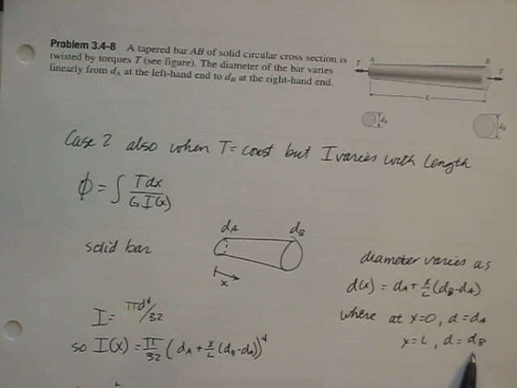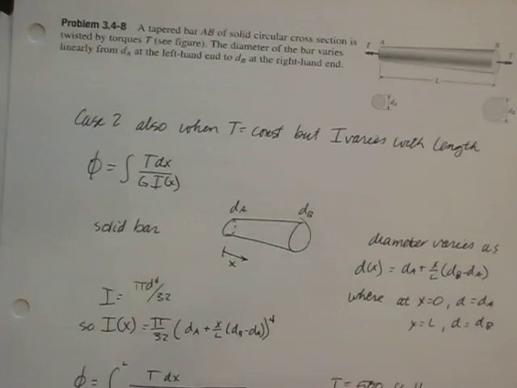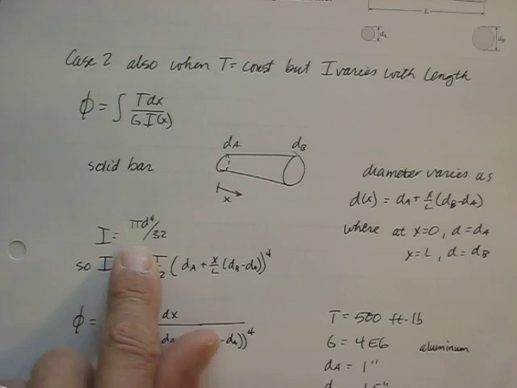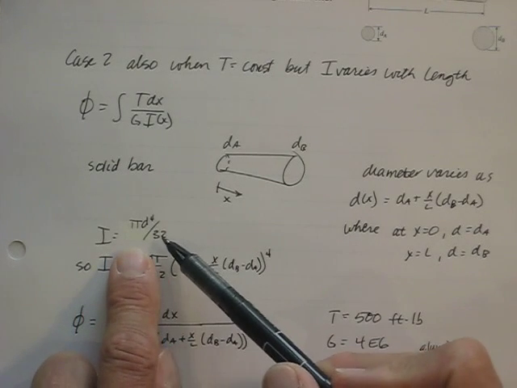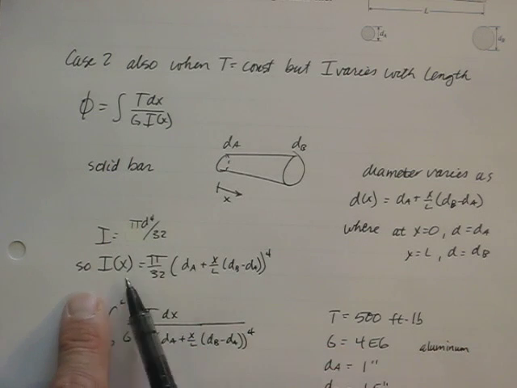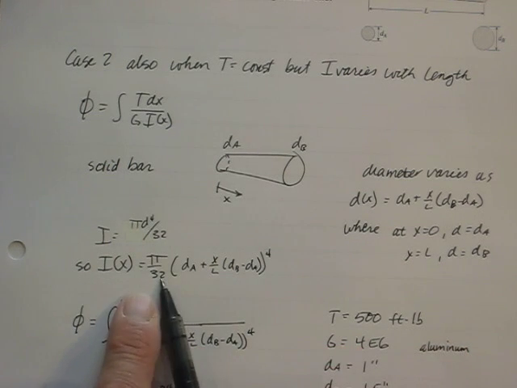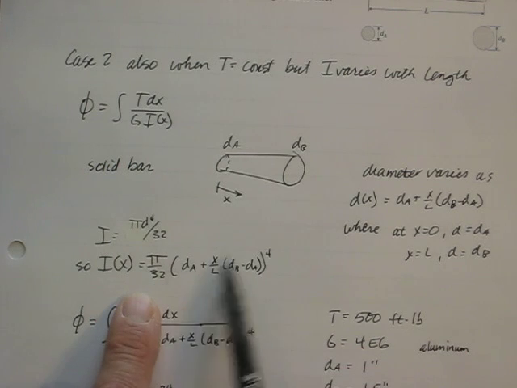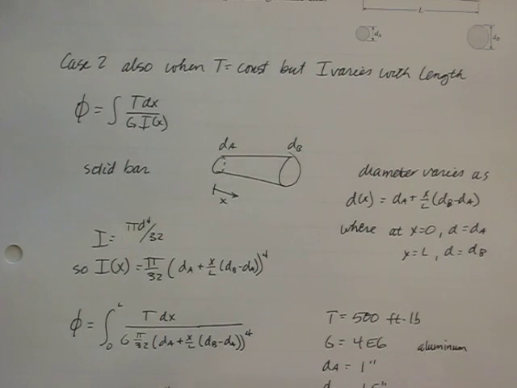Pretty easy, I think. But anyway, now that we have this equation for diameter, we can plug that straight into our equation for polar moment of inertia. Here's my equation for polar moment of inertia of a solid bar, but now the d is a function of x, so I'm going to say that I of x is equal to pi over 32 times this whole quantity to the 4th.